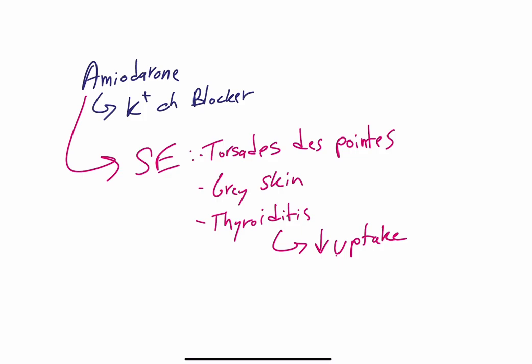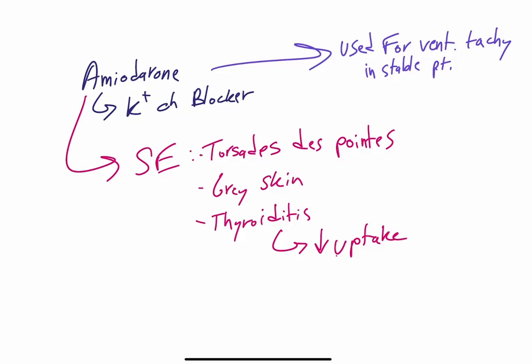So amiodarone can cause thyroiditis, which may present as hypo or hyperthyroidism. In thyroiditis, such as de Quervain, or drug induced by amiodarone or lithium, you may see decreased radioactive iodine uptake in hyperthyroid state due to hormone release, not overproduction. Basically, the inflammation causes the release of preformed thyroid hormone that leaks out from the thyroid. It's not an increase in production. Amiodarone is used for ventricular tachycardia in stable patients. If the patient is unstable, such as low blood pressure or unconscious, you use electrocardioversion, which is the synchronized shock.